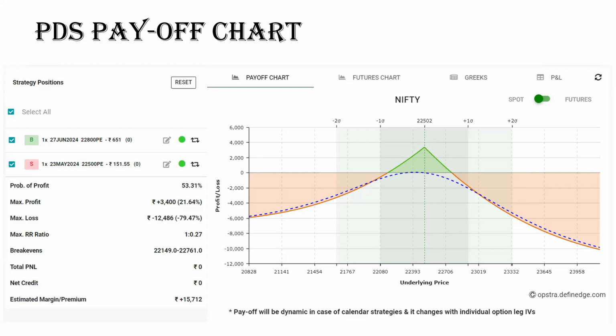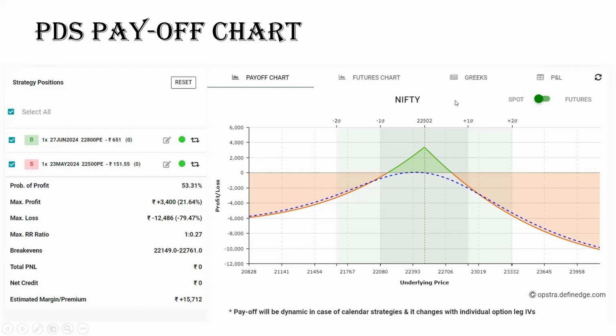And the estimated margin is just 15,000 for one lot. One lot means here 25, right? As per the new contract size. So just 15,000 we are getting, I mean, that's where risk reward is very good. Low risk, high reward, and lower margin expected.